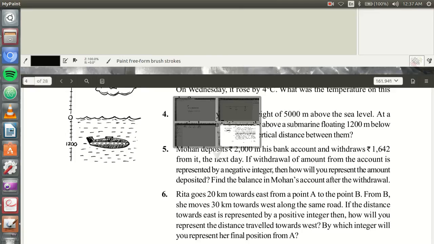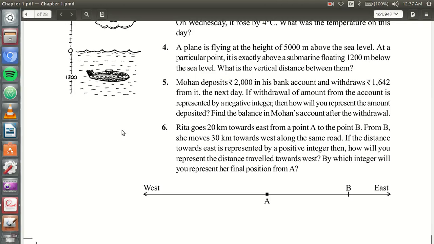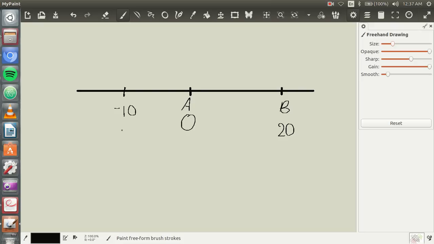So the question asks, by which integer will you represent a final position from A? Well, the integer is minus, sorry for that, the integer is minus 10.